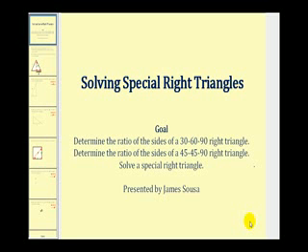Welcome to a video on solving special right triangles. The goals of this video are to determine the ratio of the sides of a 30-60-90 and a 45-45-90 right triangle, and then use those ratios to solve special right triangles.